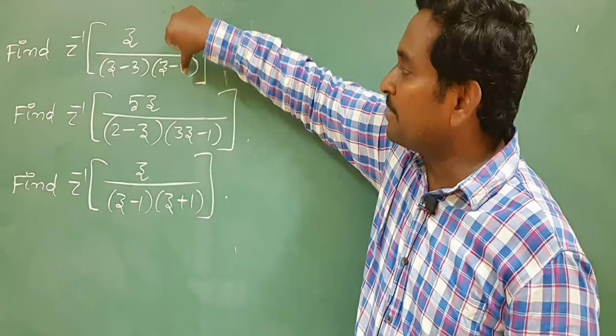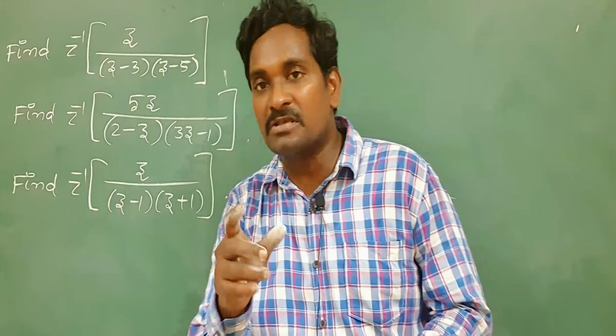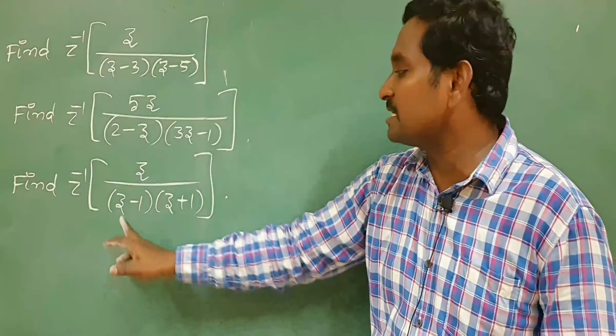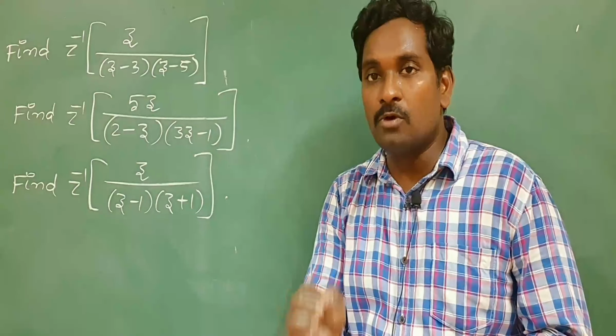You can separate the given function into partial fractions. You will easily get the values of a and b. Similarly, this denominator also has only linear factors. You have to remember only one point.